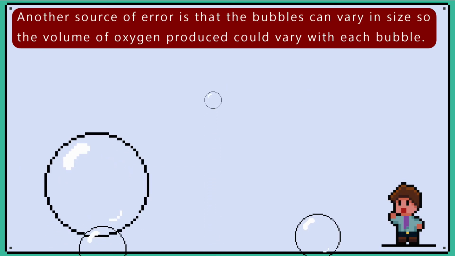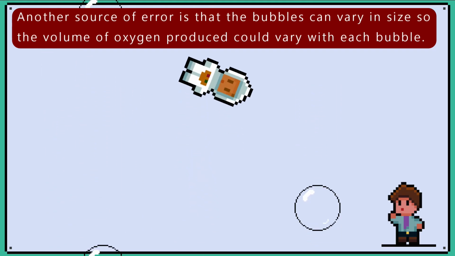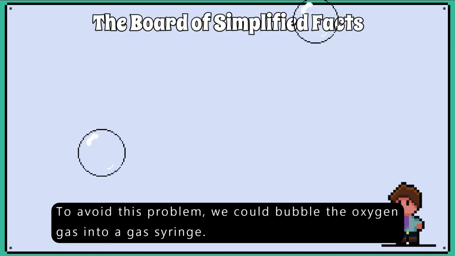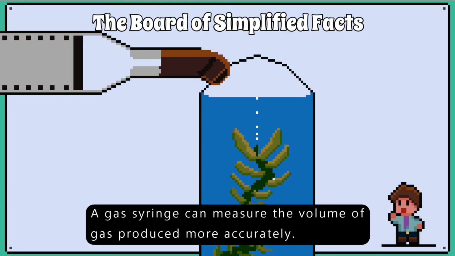Another source of error is that the bubbles can vary in size, so the volume of oxygen produced could vary with each bubble. To avoid this problem, we could have the bubbles be bubbled into a gas syringe. A gas syringe can measure directly the volume of oxygen produced.